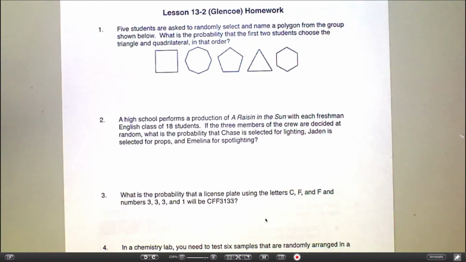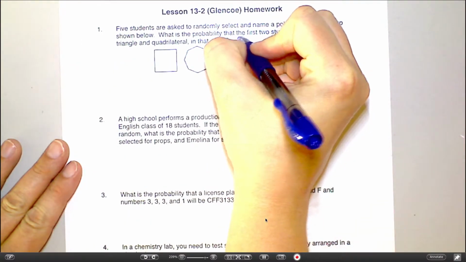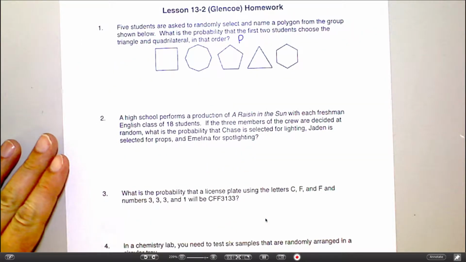5 students are asked to randomly select and name a polygon from the group below. What is the probability that the first 2 students choose the triangle and quadrilateral in that order? So, right off the bat, is this going to be a permutation or a combination? It's a permutation, okay? Because the order that we pick the things in matters.